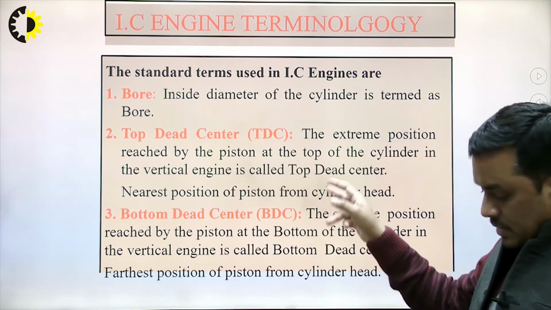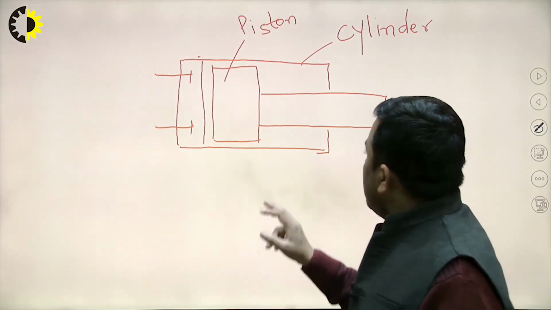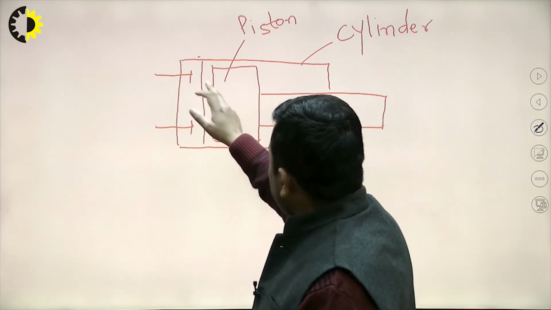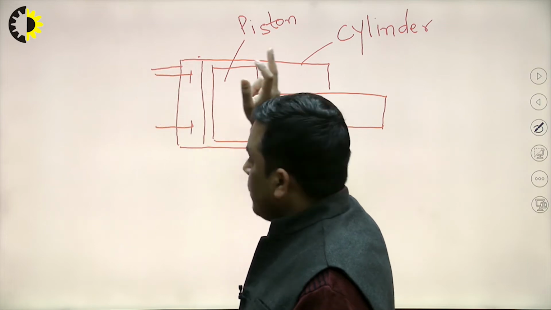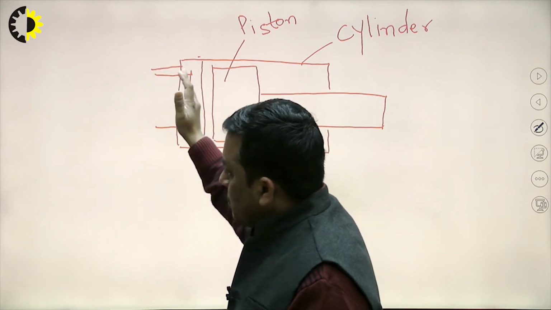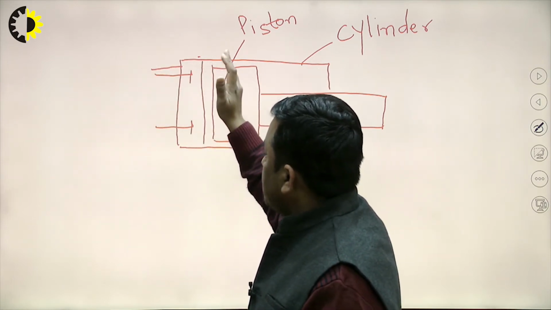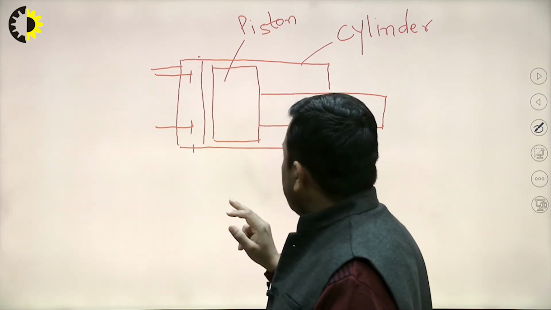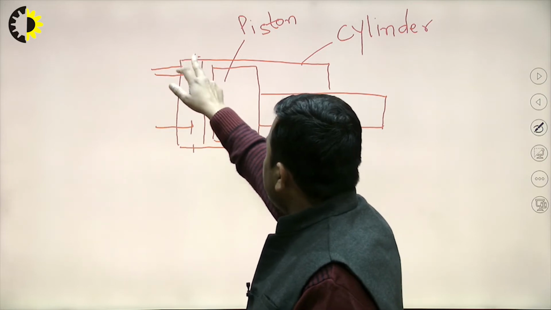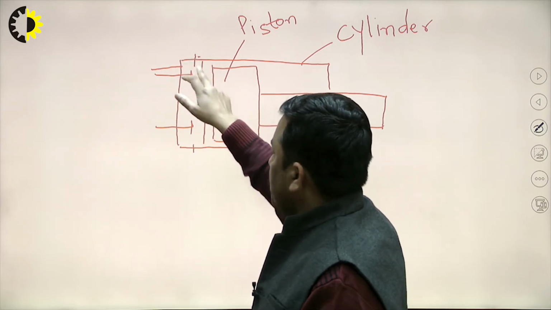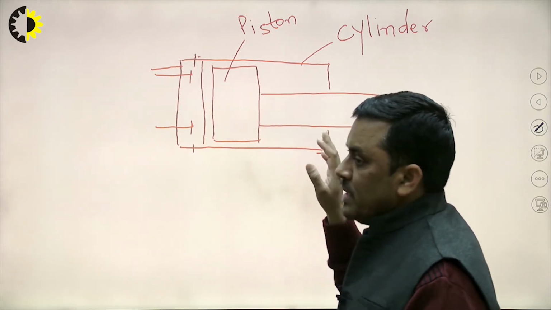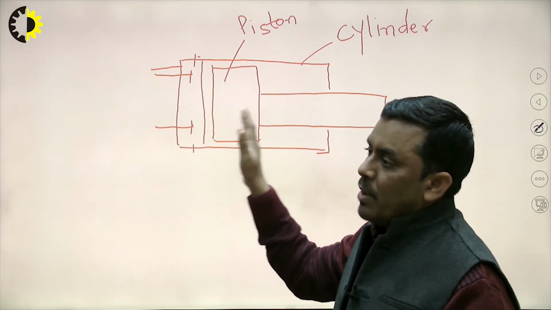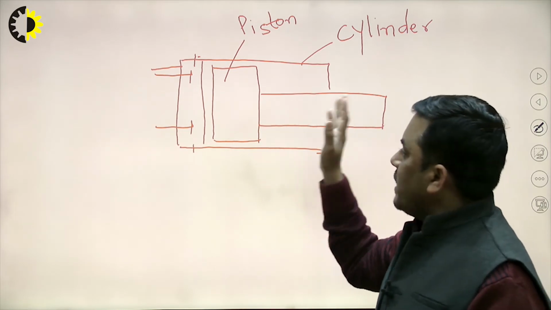Now what do these two terms mean? Obviously this piston will reciprocate in this cylinder. This is the position of the cylinder head, so the nearest position which the piston can reach, suppose up to this point, will be treated as top dead center. Dead center means now it can't move ahead of this; it has to come back. So this is the top dead center.